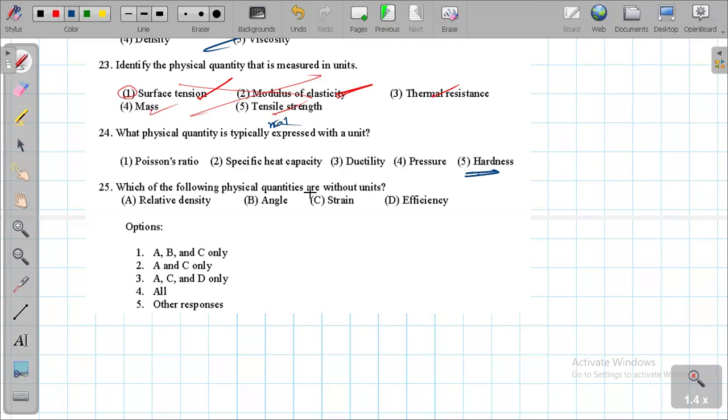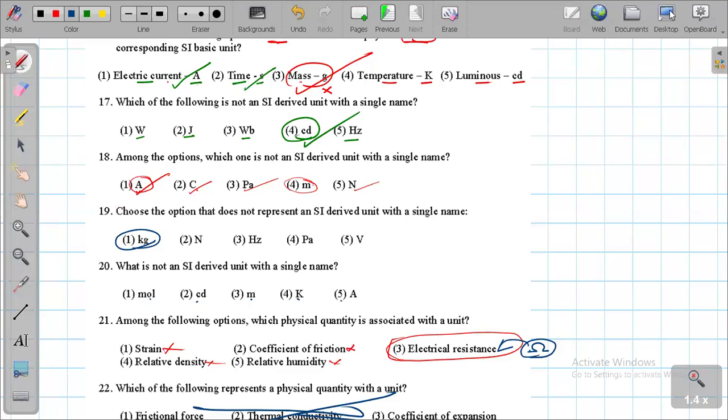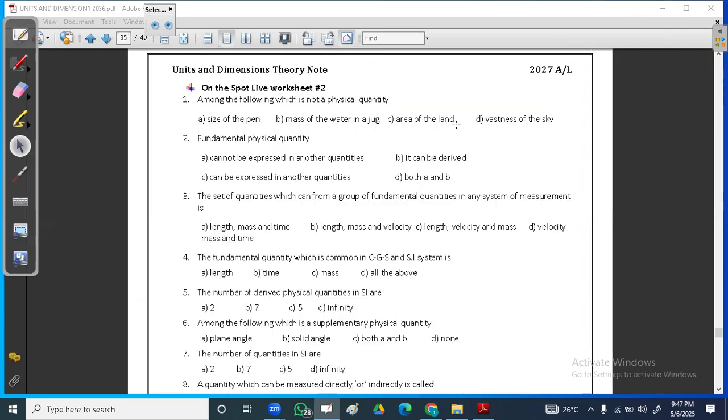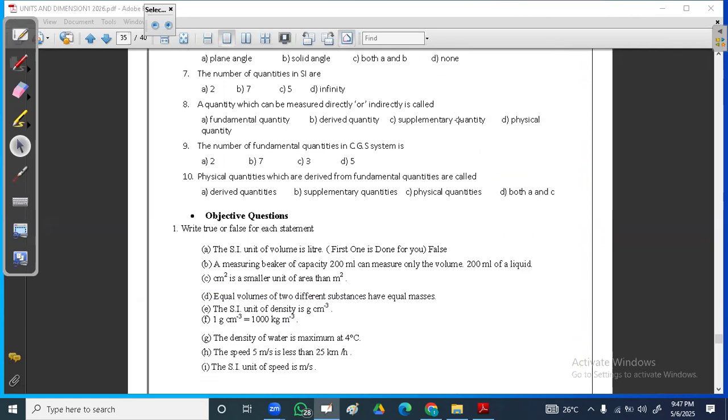Which of the following physical quantities are without units? Relative density, not with a unit. Angle, not with a unit. Strain, not. Efficiency, not. So other responses. Okay. These are very simple.